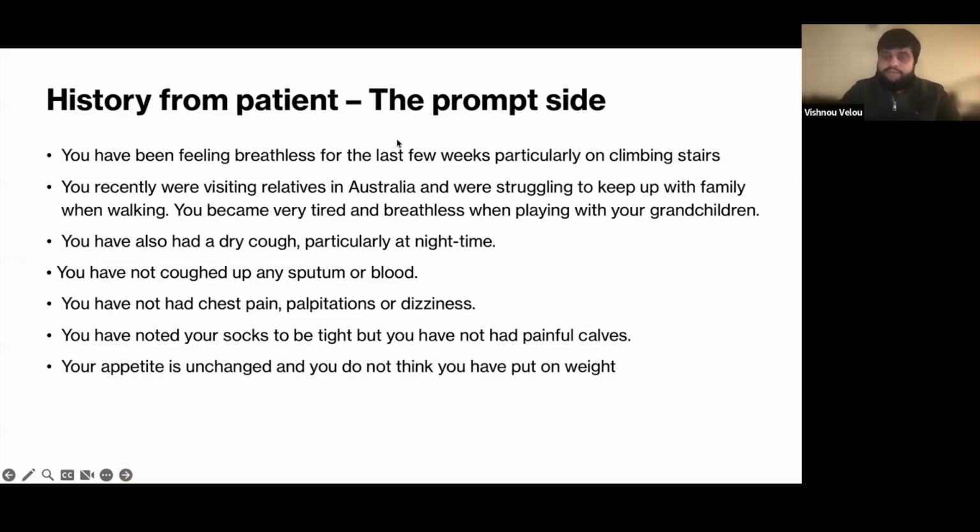So, breathless when climbing stairs. There is a trip to Australia. Become tired and breathless, dry cough, no chest pain, no palpitations, no dizziness. Socks are tight but no painful calves. Appetite is unchanged, and you do not think you put on weight. So we're getting a potential heart failure story, but because of the recent travel, you have PE in the back of your mind.